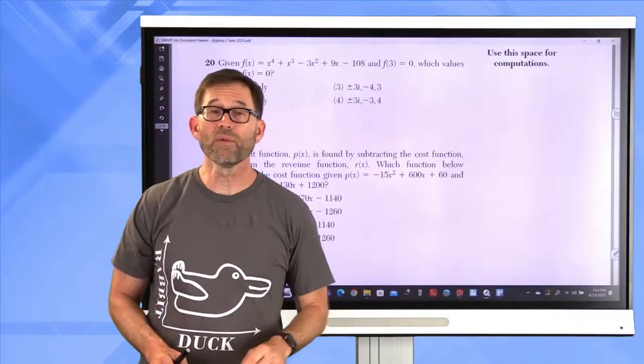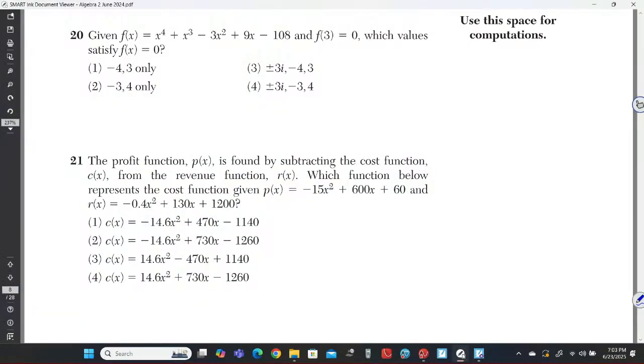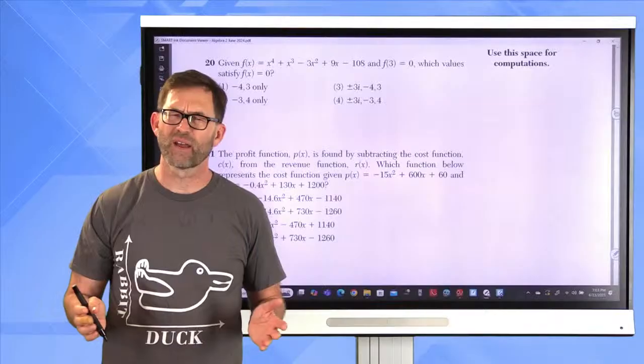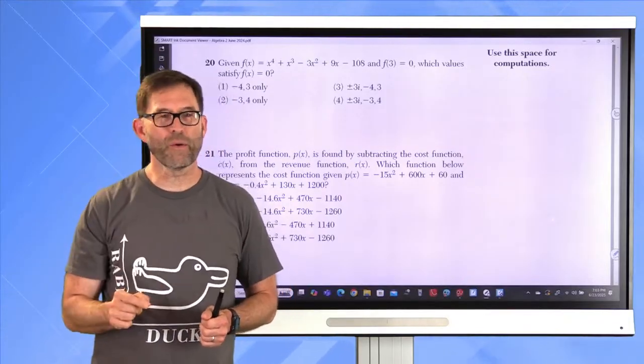Number 20. I don't love this problem either. Number 20. f of x equals x to the 4th plus x cubed minus 3x squared plus 9x minus 108, and f of 3 is equal to 0. Which values satisfy f of x equals 0? All right, I'm not entirely sure what they want you to do here.